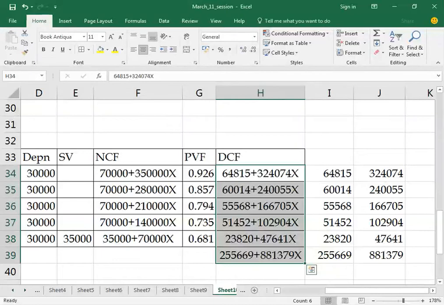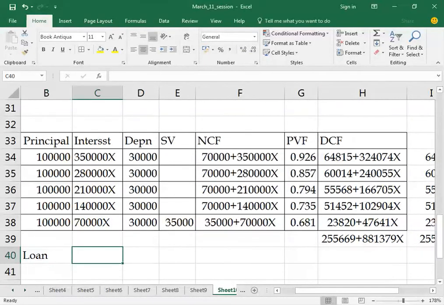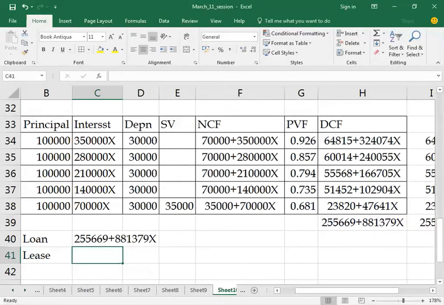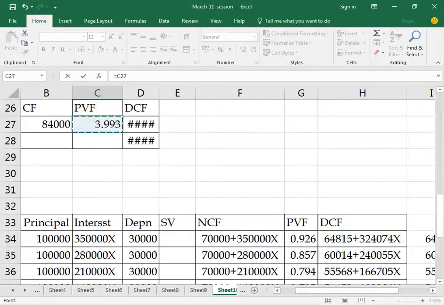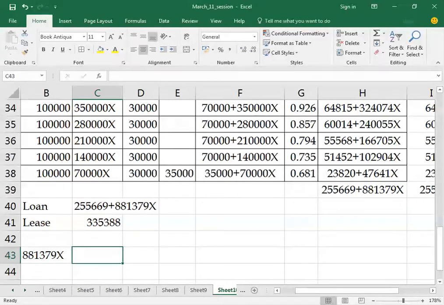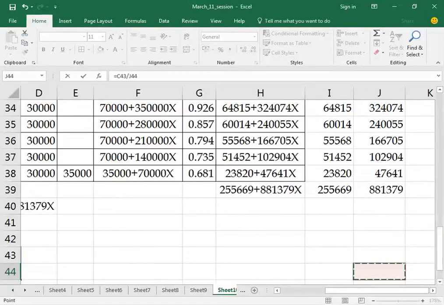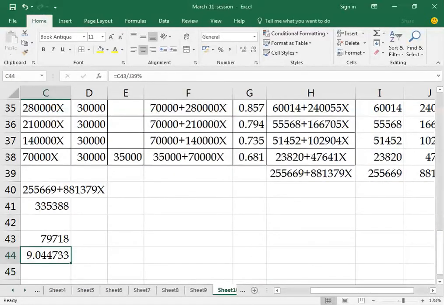What is the rate? 9.045%. Into GP percentage. Loan is 255,669. So 881379x is equal to 335388 minus 255669. X is equal to 79718. Right? For example, in this question, 90,000.